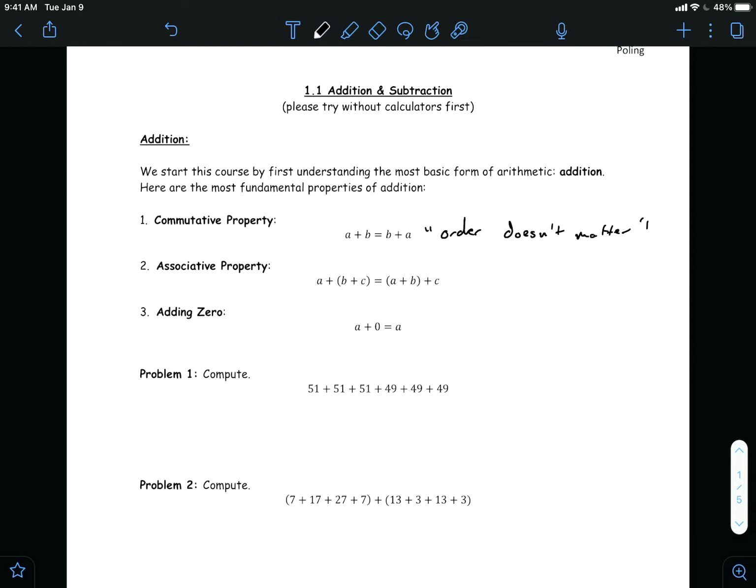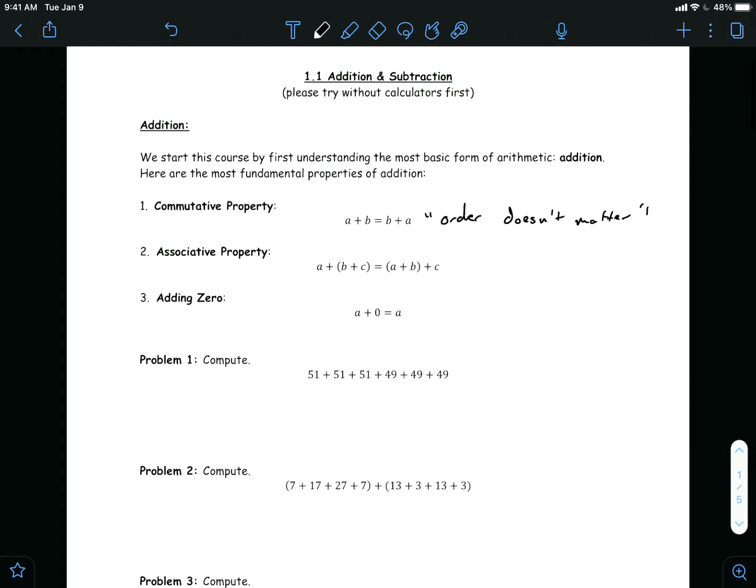Okay, what about the associative property? I would think this is kind of like a spin-off of the commutative property. Yes? It doesn't matter which ones you add first together. Yeah. So again, order doesn't necessarily matter, but when you have multiple things, more than two, you can choose to add any two together first that you want and then add the third. That's kind of what that's saying. Okay? You're going to get the same result.